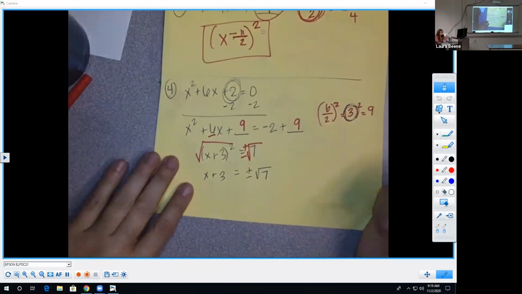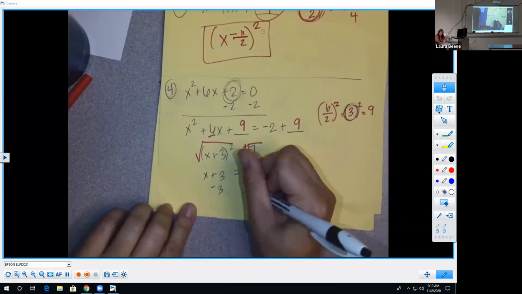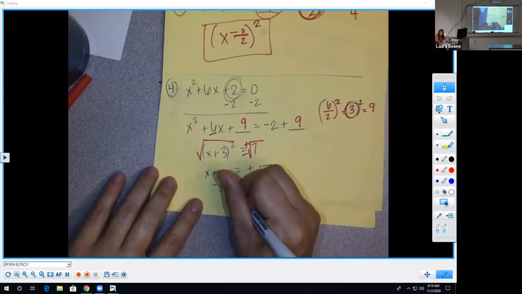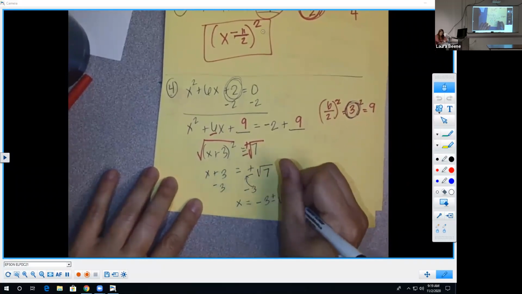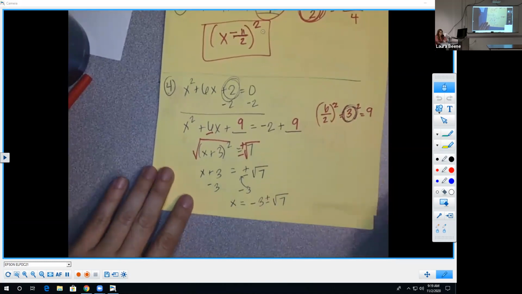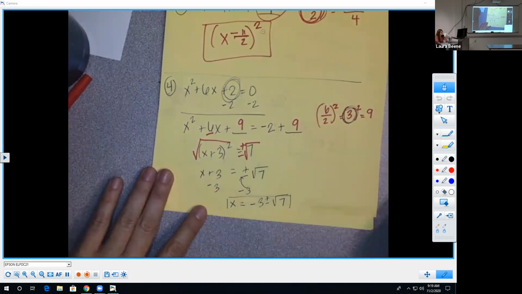And then to solve for x, we're going to move the plus 3. So I'm going to subtract 3 from both sides. And that's going to go up in front of the plus or minus. And so my answer is negative 3 plus or minus the square root of 7. Questions about that?